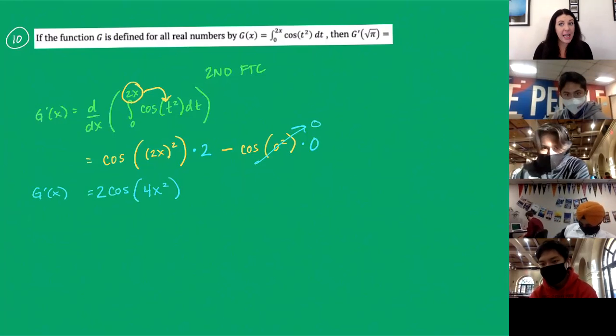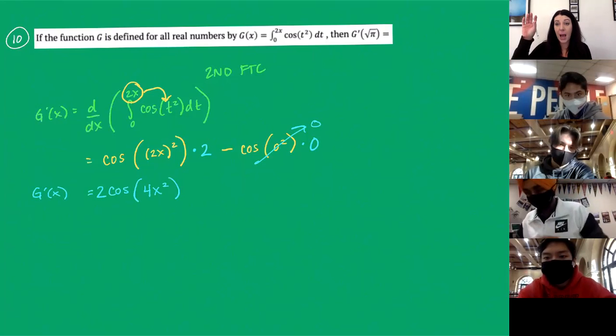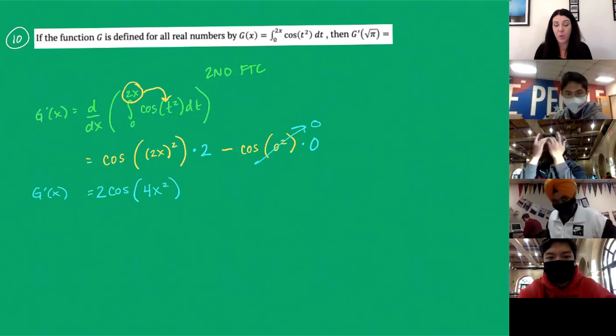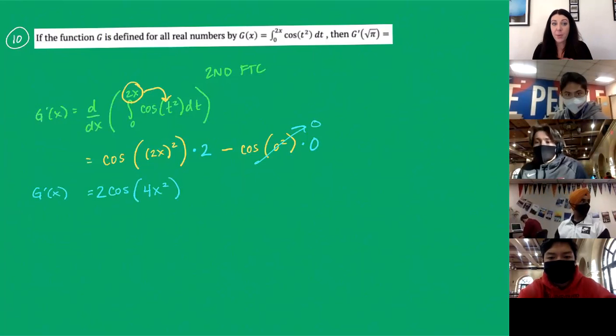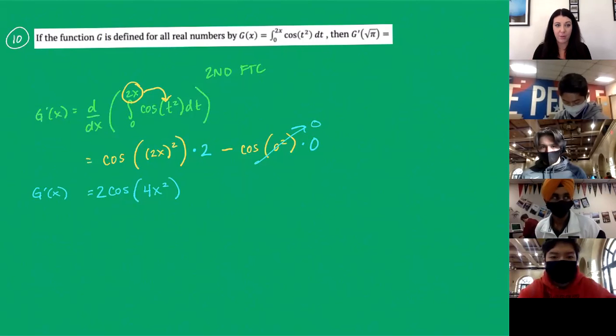So you're not actually taking an integral. You're using second FTC, meaning you're plugging in the top bound in for the variable, right? Integral and dt goes away. But don't forget to multiply by the derivative of the bound. And you're doing that into the top and the bottom. If the bottom is a constant, then you're always just going to multiply by 0. But the bottom is not always a constant. So just be careful of that.